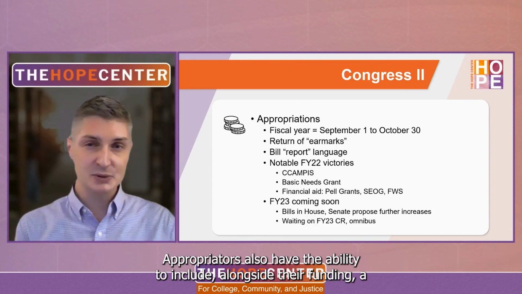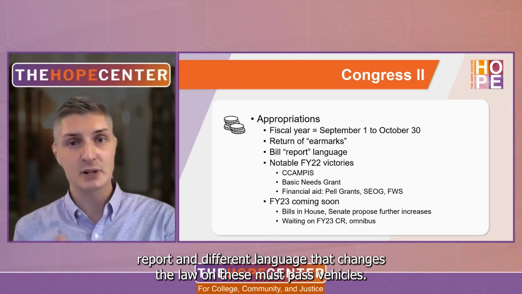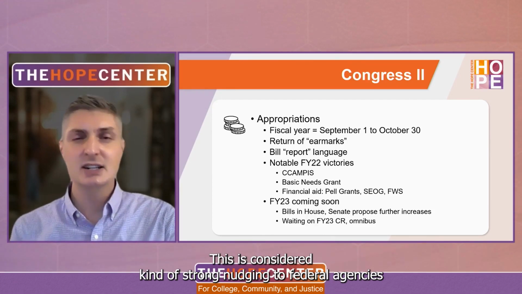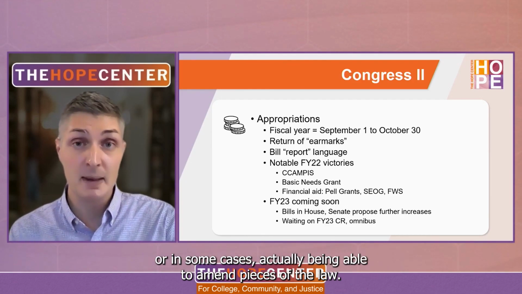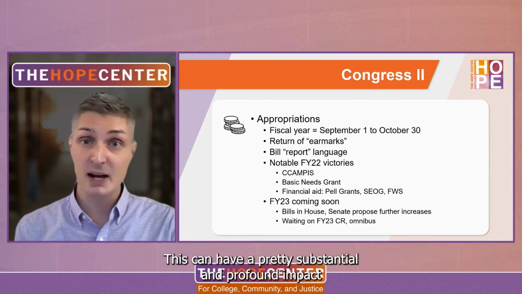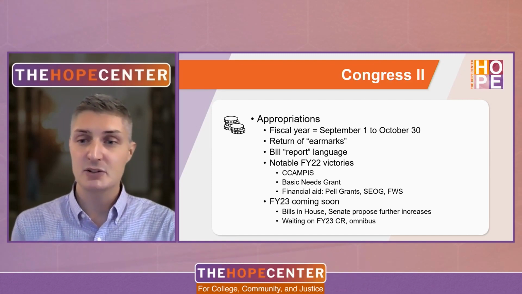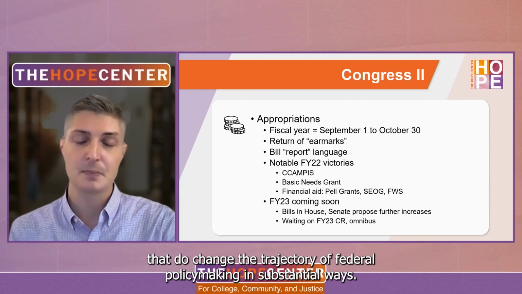Appropriators also have the ability to include alongside their funding a report and different language that changes the law on these must-pass vehicles. This is considered kind of strong nudging to federal agencies, or in some cases actually being able to amend pieces of law. This can have a pretty substantial and profound impact just by little tweaks here and there, or little choices of language that do change the trajectory of federal policymaking in substantial ways.